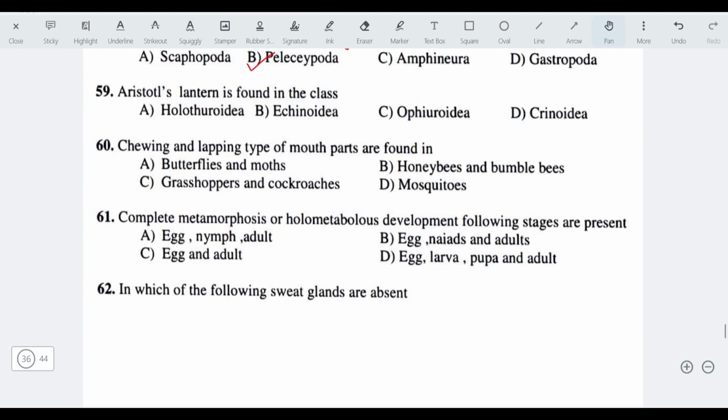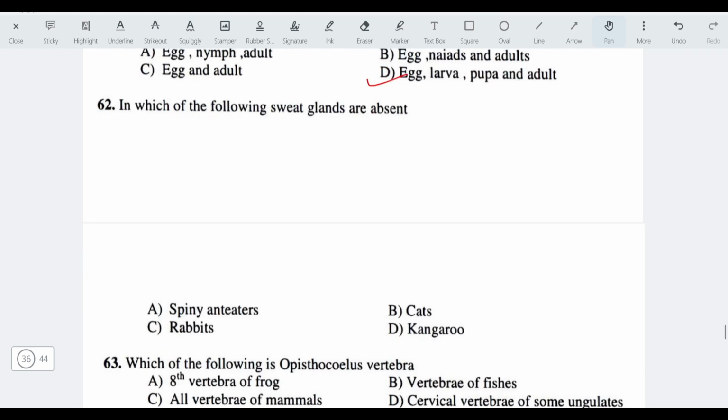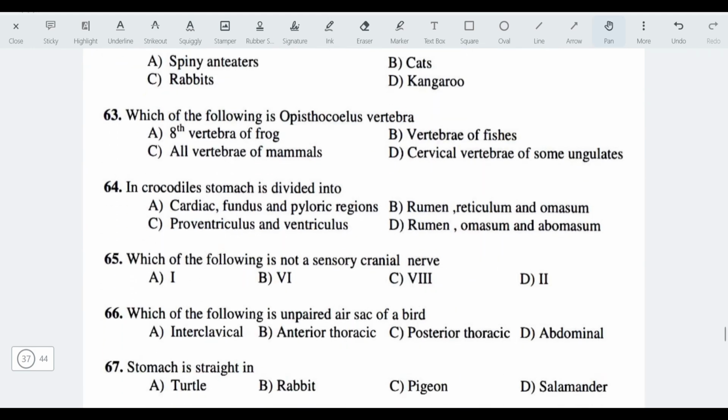Next question, Aristotle's lantern is found in the class. The correct answer is Echinoidea, right? It occurs in sea urchins. Chewing and lapping type of mouth parts are found in. The correct answer is honeybees and bumblebees. Next question, complete metamorphosis or holometabolous development has the following stages: egg, larva, pupa and adult. In which of the following are sweat glands absent? The correct answer is spiny ant eaters. In them, sweat glands are absent.